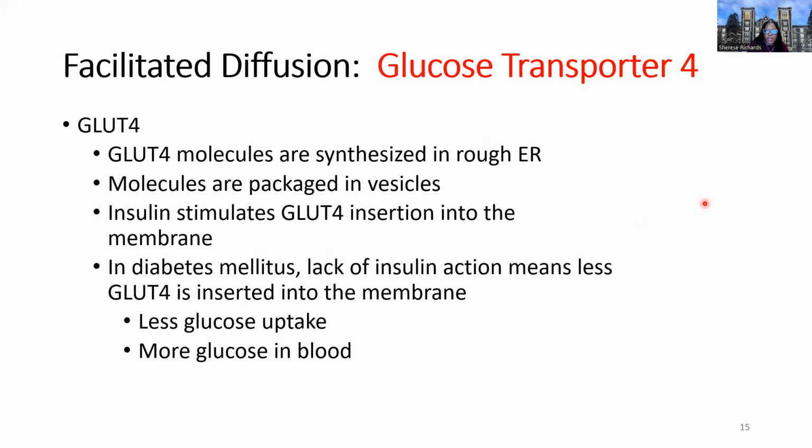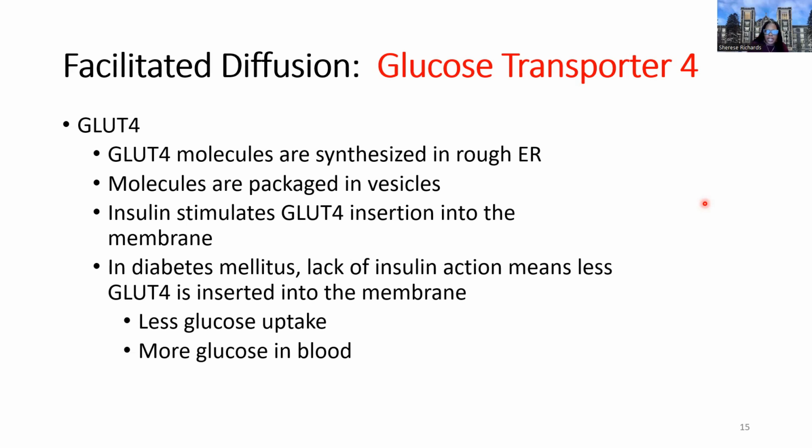Now, a very important clinical connection to this is diabetes. So diabetes mellitus is when there is a lack of insulin. This is especially true for diabetes type 1, where there's little or no insulin production. This can also be true for diabetes type 2, where there's insulin insensitivity. So your body has insulin, but it's not as receptive or as responsive to that insulin.